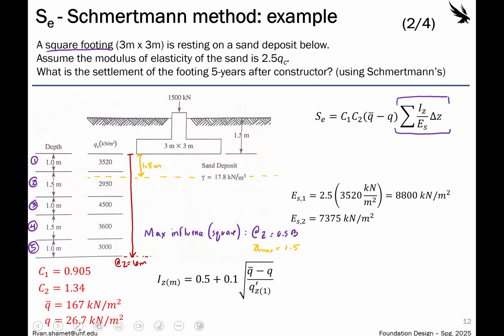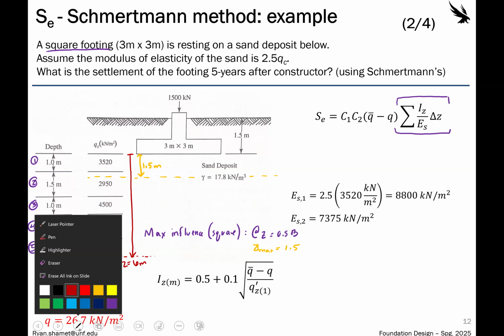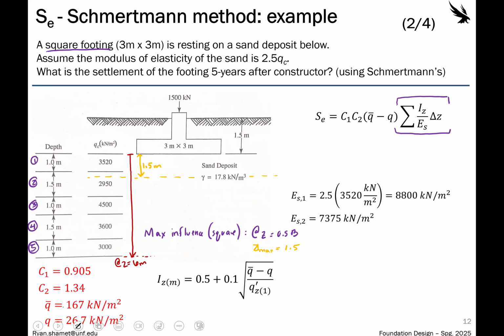So what we have to do is first find this Q1Z. This value here, which is our effective stress or our in situ stress here. So this is going to be our QZ1. I don't know what that one is for, but let's calculate that out now. So QZ1, sorry for the extra parenthesis.